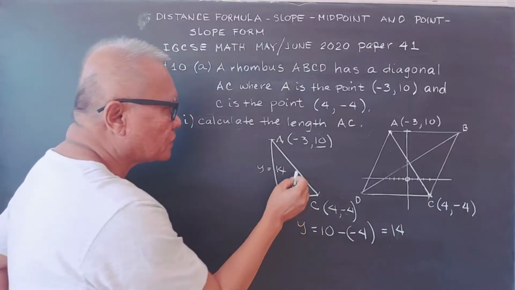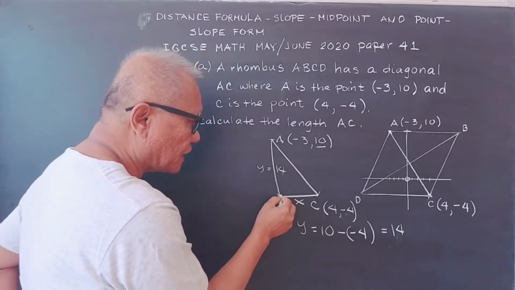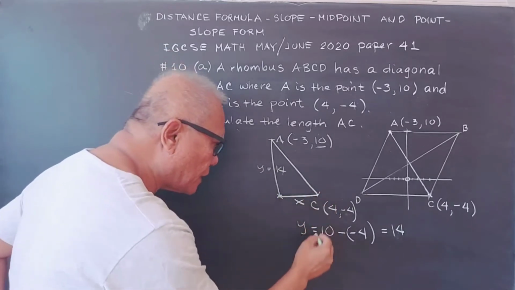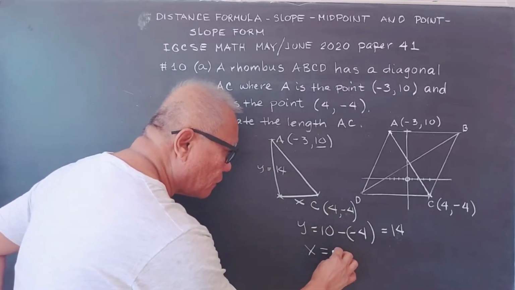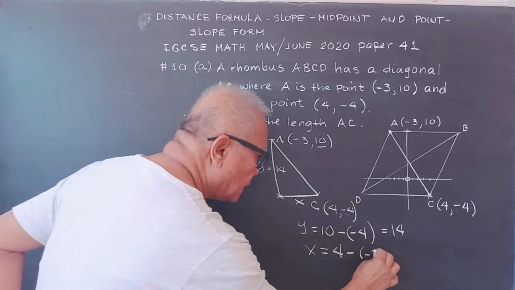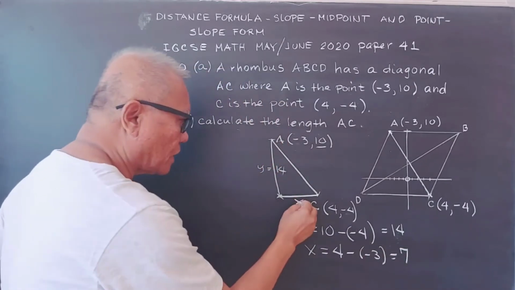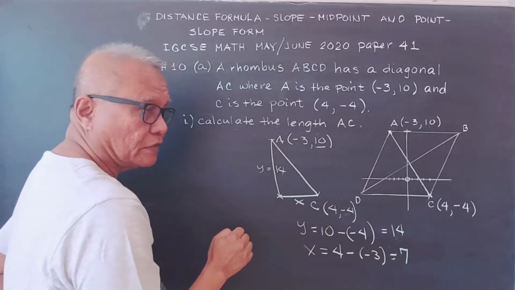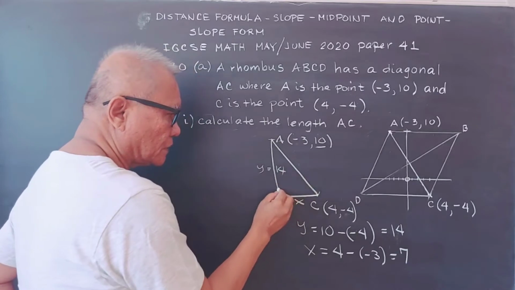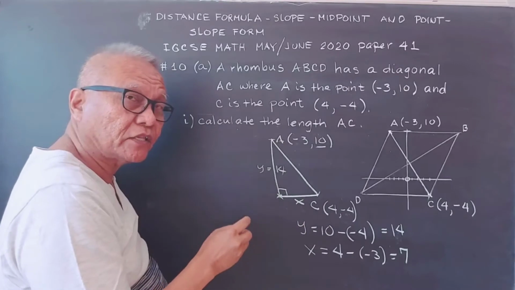Now what about the x? The x is the difference between the -3 here and the 4. So to find the length of x, we have here the 4 minus -3. So this one is 7. So our x here is 7. Now, this one is our hypotenuse AC. This one is a right triangle, so we can find the AC by using the Pythagorean theorem.